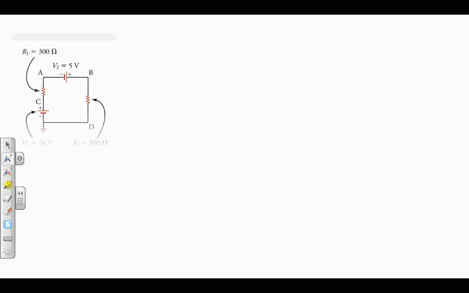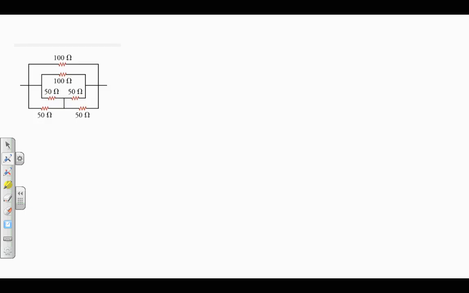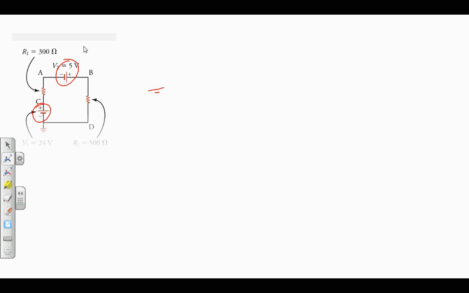When I have the 24 volt right here and the 5 volt, you can just replace those with a 29 volt battery because they're in series, they're both going in the same direction. We began to see that today with batteries, how they can have different potentials, but in this case I just have two that are strung together, and so I could just rewrite this circuit as a 29 volt battery with a resistor there and a resistor there, just in order to find out the current in that circuit.